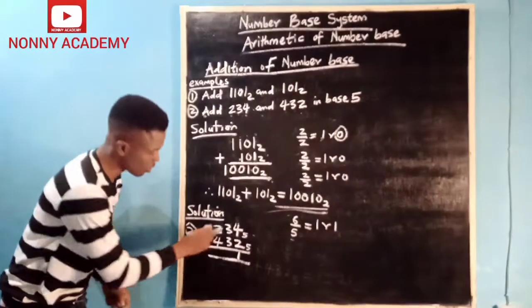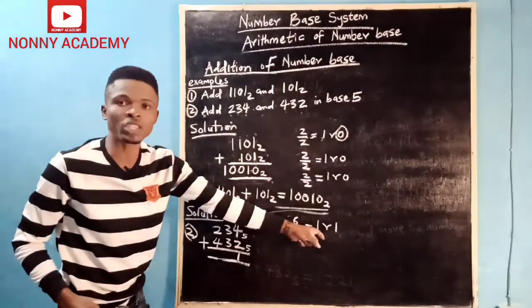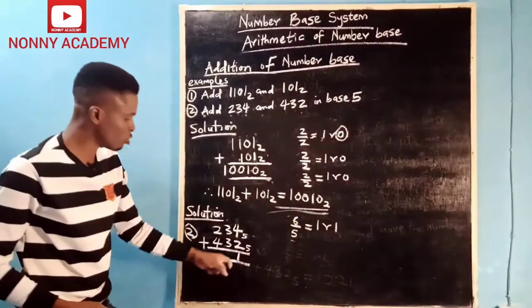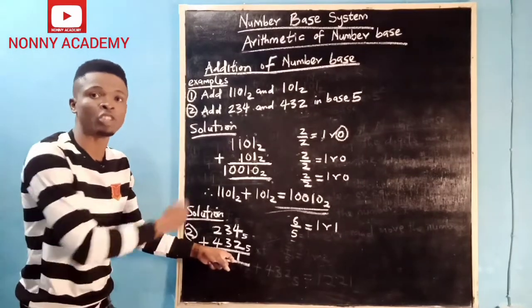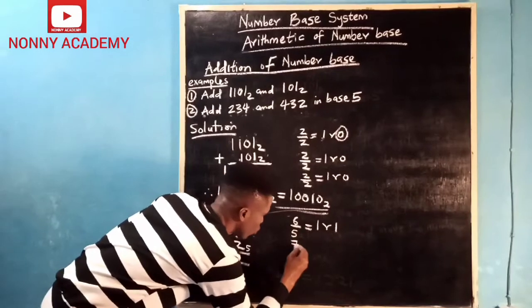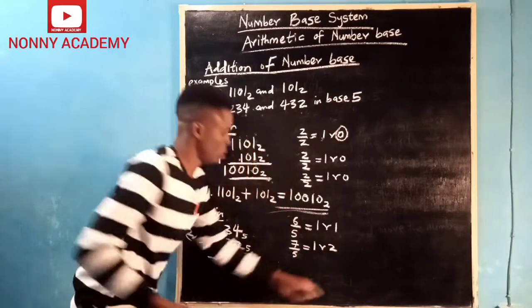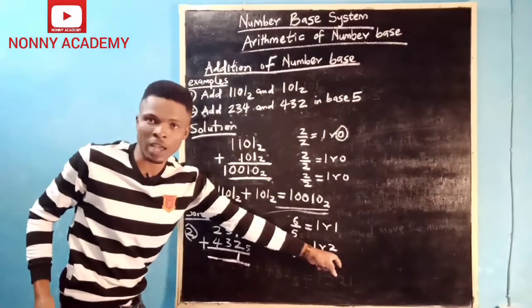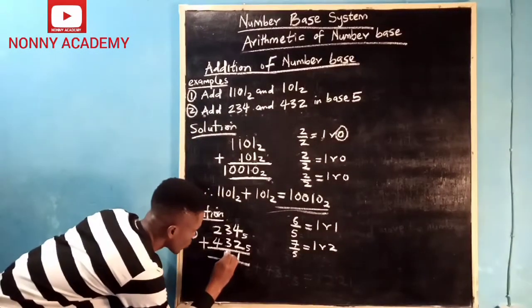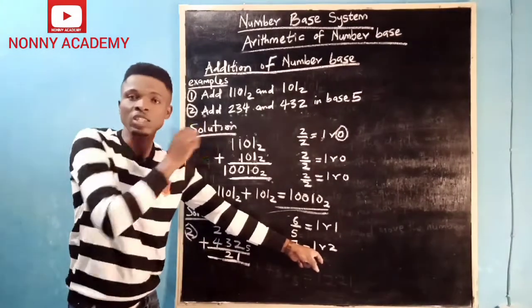The next digit says 3 plus 3, which is 6, plus this one, which is 7. So I will not write 7 down as my answer because 7 is greater than 5, which is the base. So I'll repeat the same process. I will say 7 divided by 5, which is 1 remainder 2. I will take the remainder as my answer, which is 2. Then I will move 1 to the next digit.